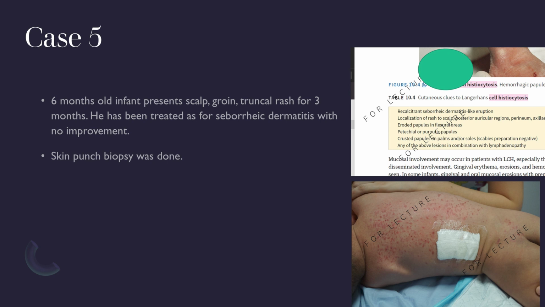Okay, next case, 6-month-old infant. So this is the infant. As you can see here, he presents with scalp, groin, truncal rash for 3 months. He's been treated for seborrheic dermatitis, no improvement at all. So once again, if I were to describe the rash for you, this is not the rash. Basically, it's multiple purpuric papules, petechiae over the trunk, the groin, some on the scalp. So that is basically what I would describe it as, not an itchy condition at all.